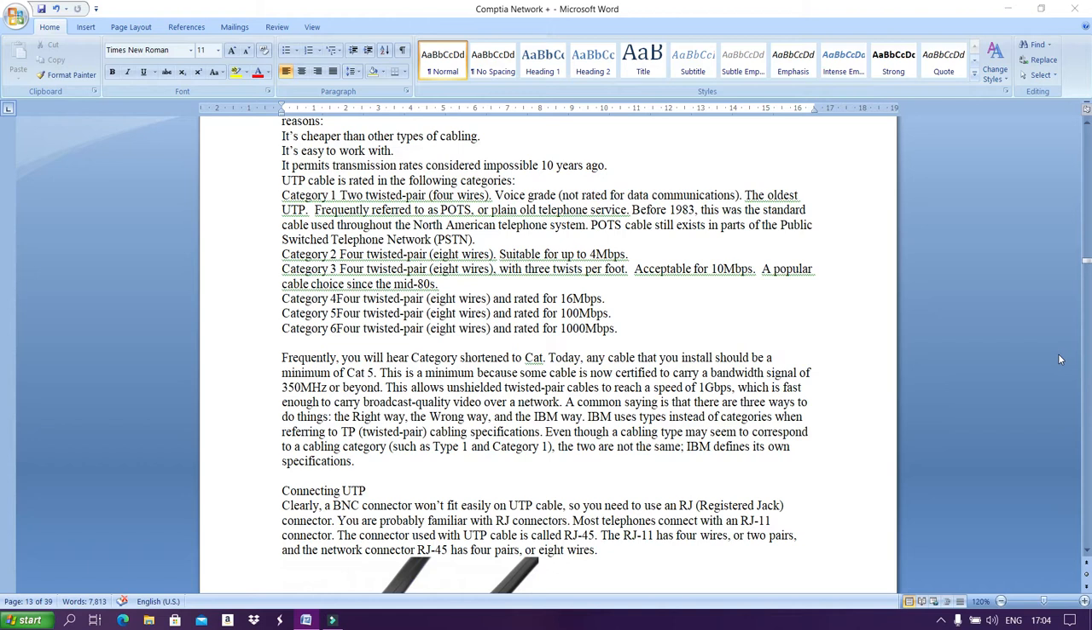A common saying is that there are three ways to do things: the right way, the wrong way, and the IBM way. The IBM way uses types instead of categories when referring to twisted pair cabling specifications, even though a cabling type may seem to correspond to a cabling category, such as Type 1 and Category 1. The two are not the same. IBM defines its own specifications.